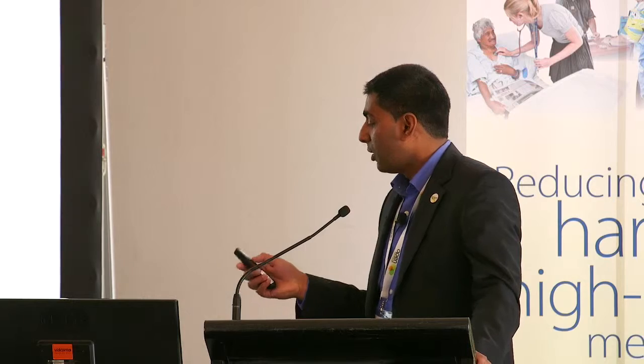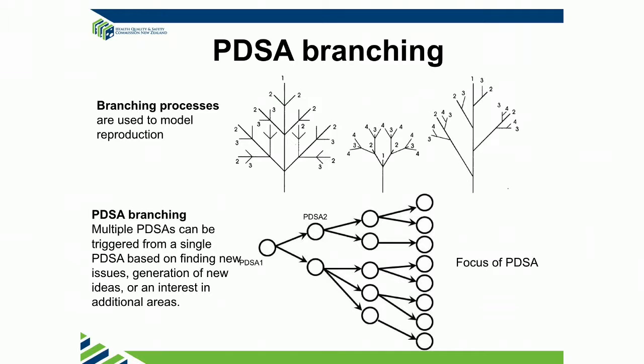So that's something for us to think about. What we do usually is carry out multiple PDSAs, and again, it quite depends upon the resourcing you have as well. Right. Now, let me introduce a concept called branching. What is a branching process? The branching process is used to model reproduction, right? You can use this on bacteria and viruses and other things as well.